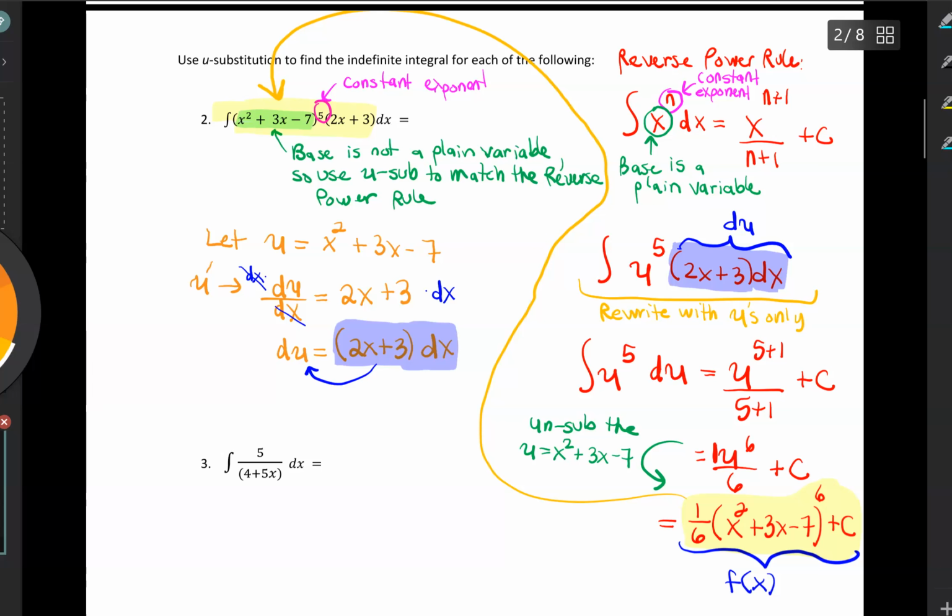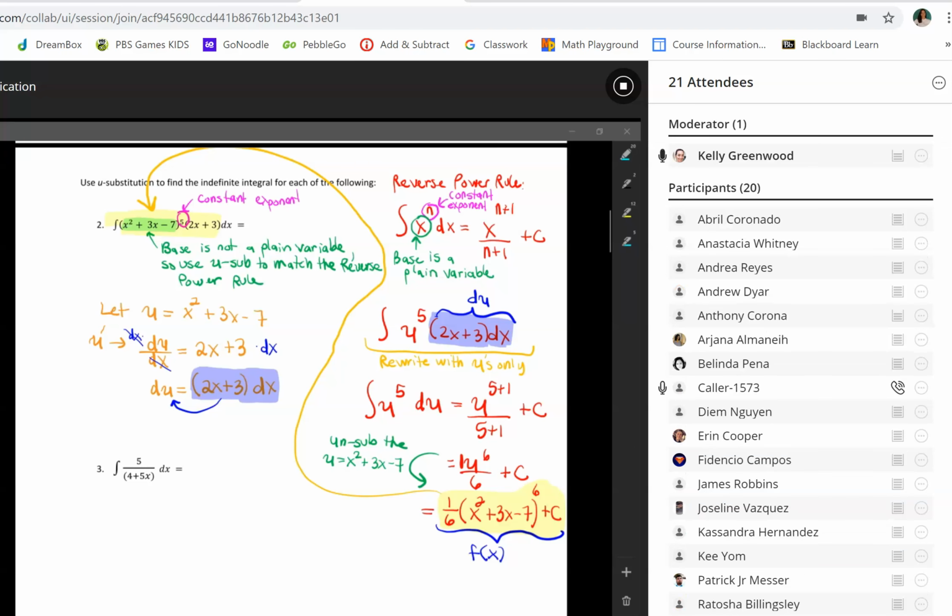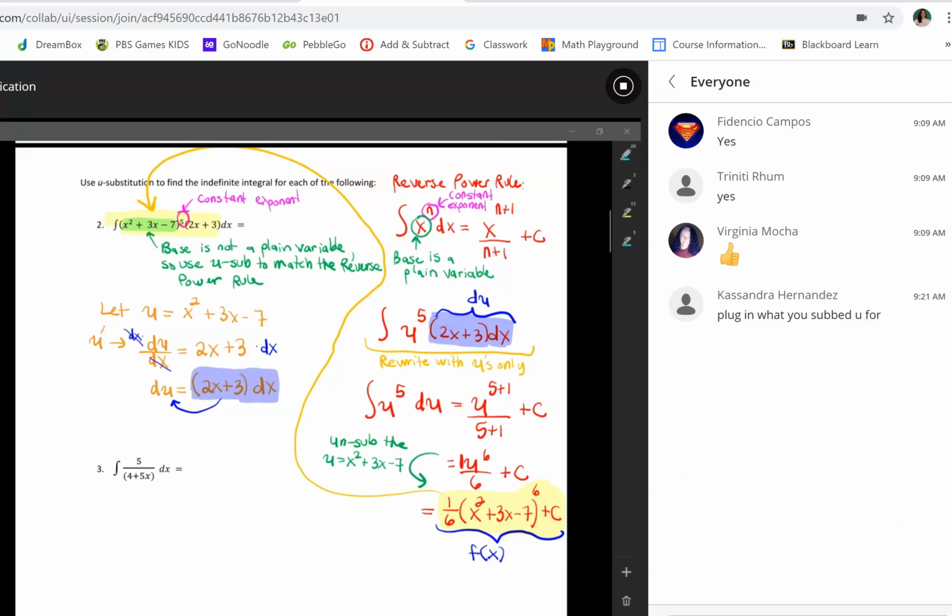Does anyone want to see me take the derivative of that just to see that it actually does match? Or do you trust me that if I take the derivative of this antiderivative we found, it's going to give us the original? Probably better, now that I think about it, to do that on your own time, because that's technically review, because we've got a lot more to do.